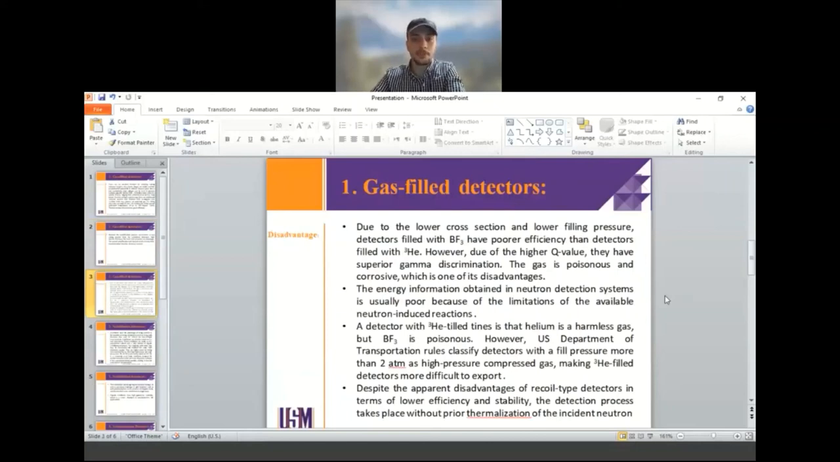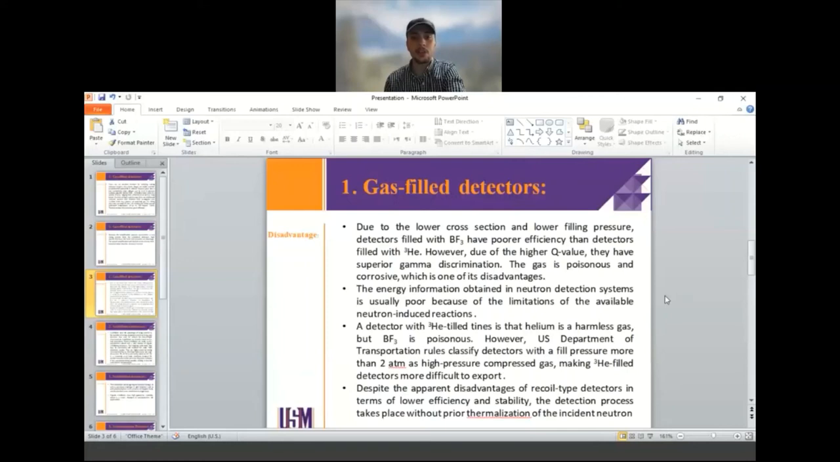Now, disadvantages. Due to the lower cross-section and lower filling pressure, detectors filled with boron trifluoride have poorer efficiency than detectors filled with helium-3. However, due to the higher Q value, they have superior gamma discrimination. The gas is poisonous and corrosive, which is one of its disadvantages.